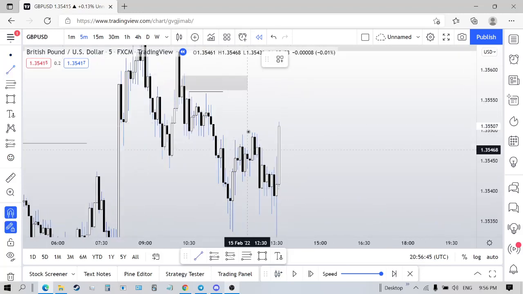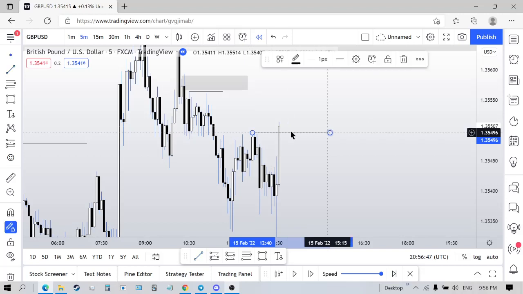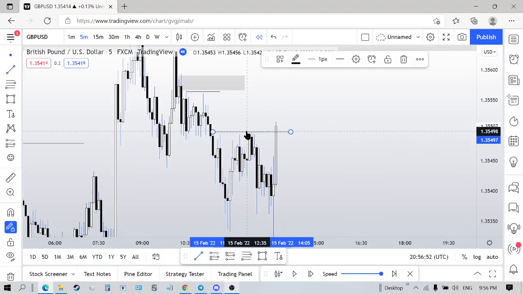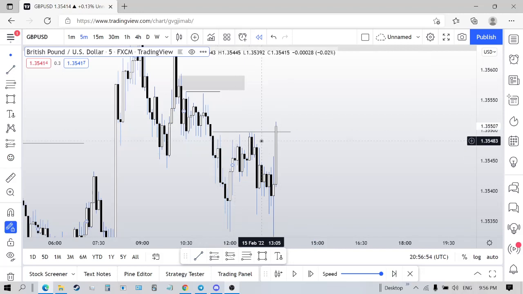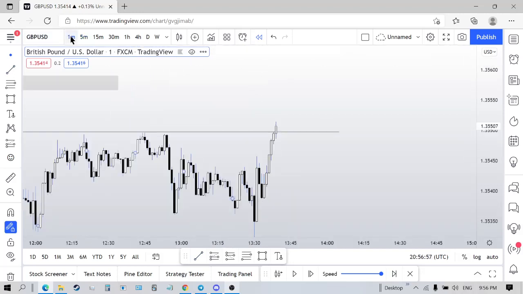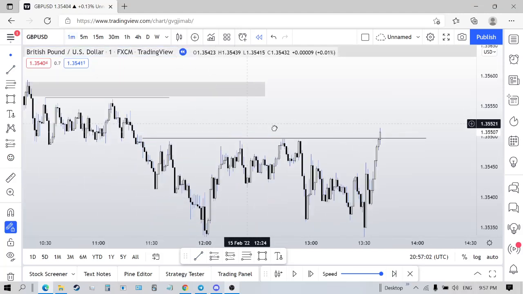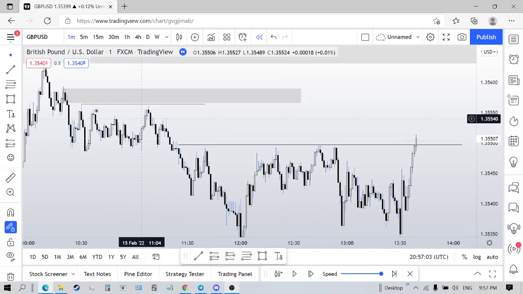Now this is kind of more advanced on models, but this is just framing off of liquidity. You have relative equal highs built up here. What else do you have? On the lower fractal, when you look at it fractally, you have a stop hunt, and then a break right here.